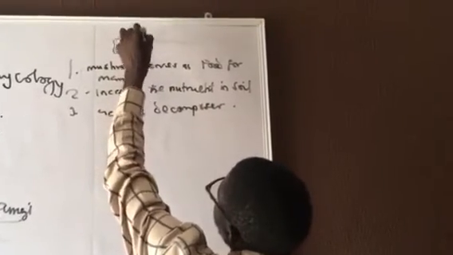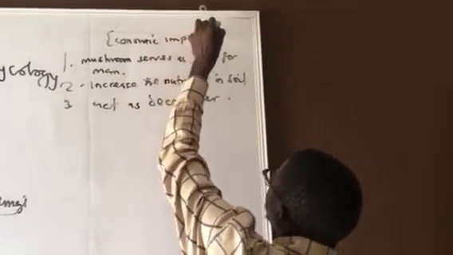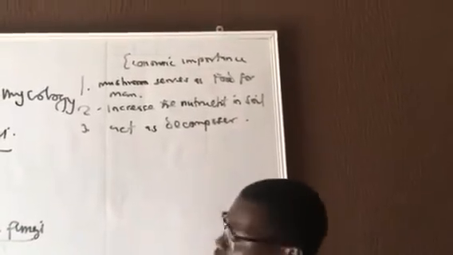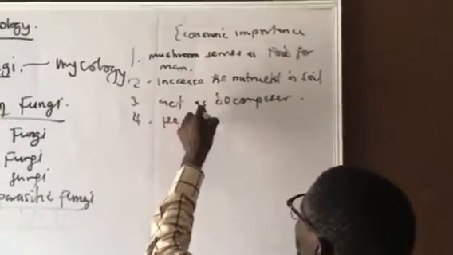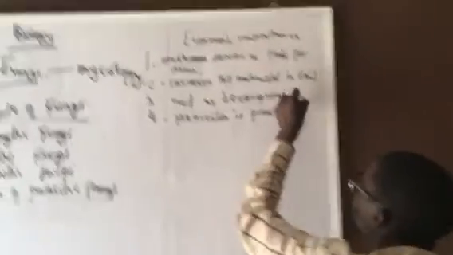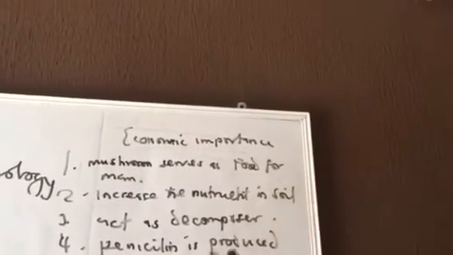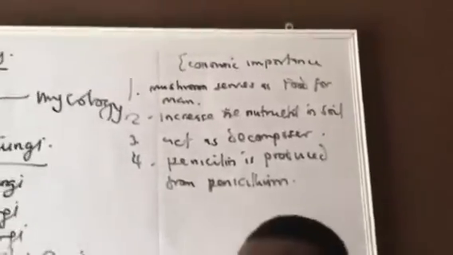Economic importance of fungi. We said they act as decomposers. Some fungi are used in the production of antibiotics, for example, penicillin. Penicillin is produced from Penicillium. So they are used in the production of antibiotics, e.g. in the production of penicillin.